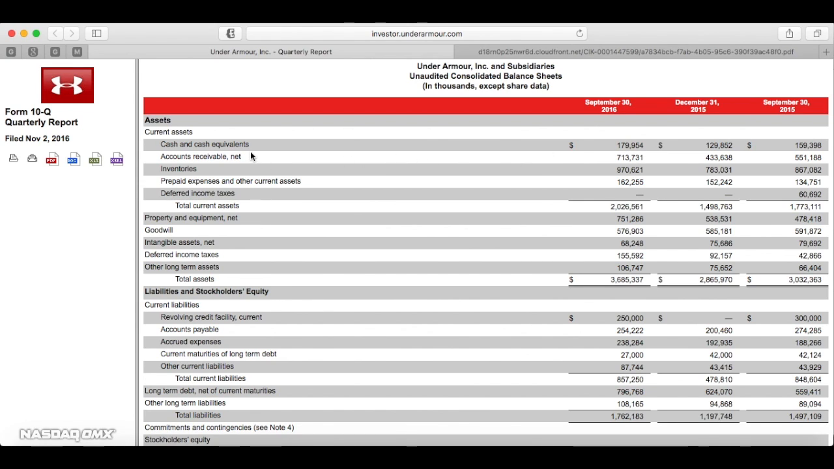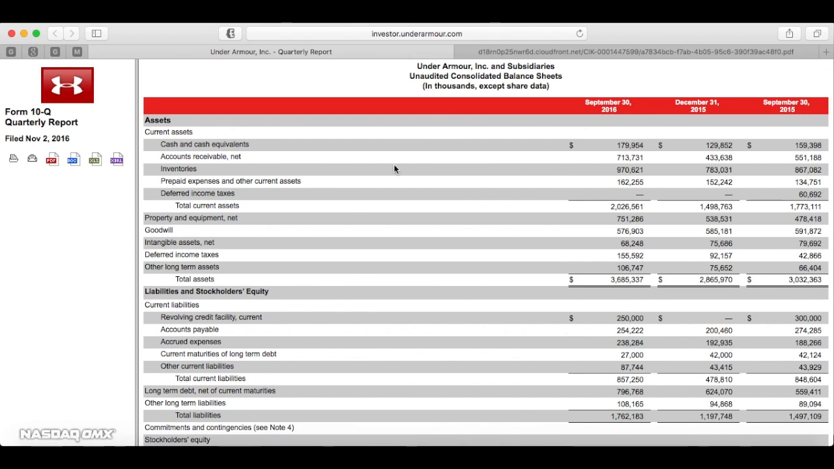So this first line here is the cash and cash equivalents line. So we notice that it's 179 million. Again, these numbers are in thousands. And so when you see a number like this, it's not 179,954. It's 179 million and change. And so you notice at the beginning of the year, Under Armour had a little less cash. And then this time last year, they had a little less cash too. But all in all, Under Armour has a fair amount of cash.